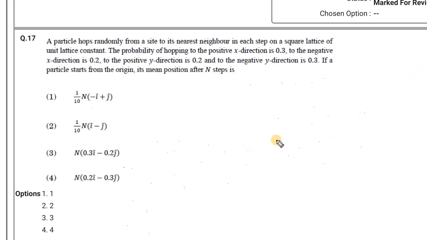So positive x is 0.1. This is negative y. This is saying 0.1 mean. So the effective displacement will be n, and the direction will be y minus j. What else? The mean position, right? So how many steps has it taken? N steps. So for n steps, position is this. And what is the unit? The unit is 1 by 10.